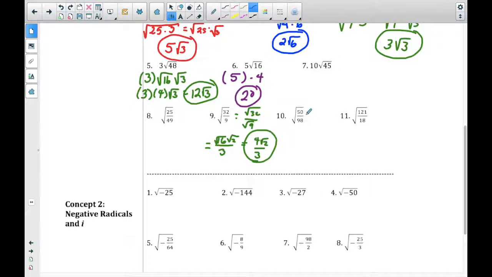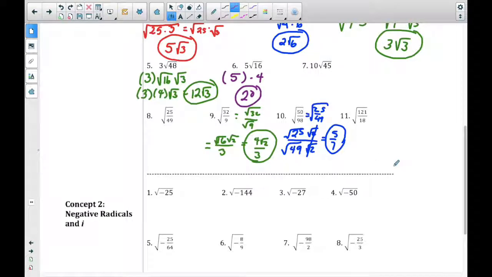Number 10, there's a couple things you can do. I'm going to do it one way, you might do it a slightly different way. I'm going to break down my 50, because 50 is 25 times 2. And 98 is 49 times 2. And so those root 2's can cancel each other out. Or maybe if you saw that originally, you could cancel them out before you even started, and you'd get a 25 over 49. Okay, but now each of those, coincidentally, is a perfect square, and so that's just 5 over 7.